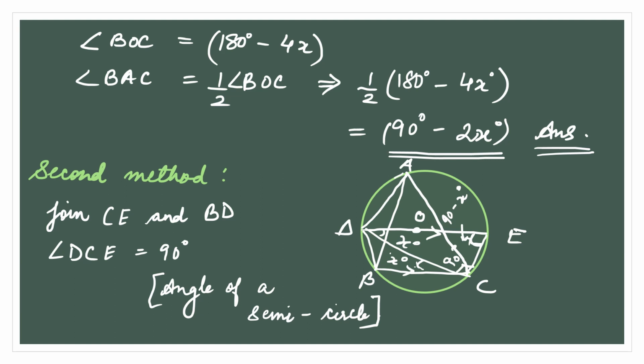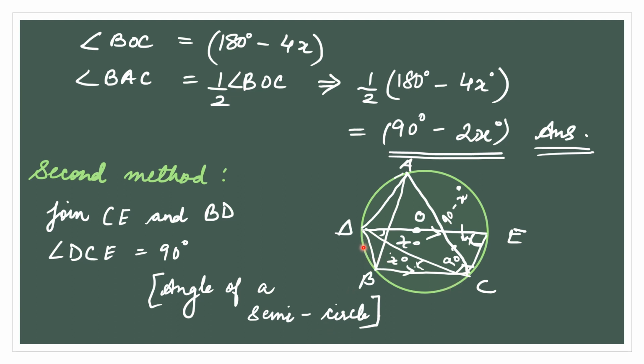Now coming to the second method. Children, the first method was easier, so I did it by that method, but there are two more methods by which this question can be solved. Whichever method you find easy, you can choose that method. In this method, we join CE and BD. See here, we join CE and BD.